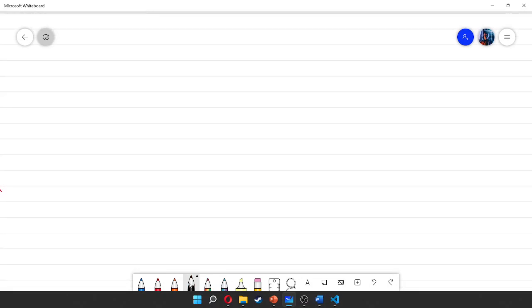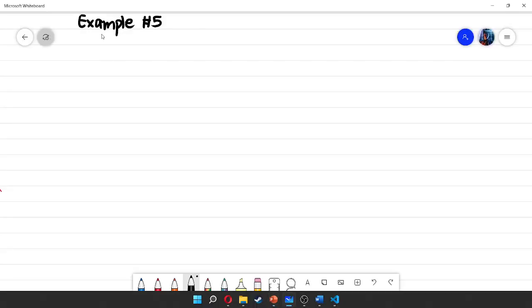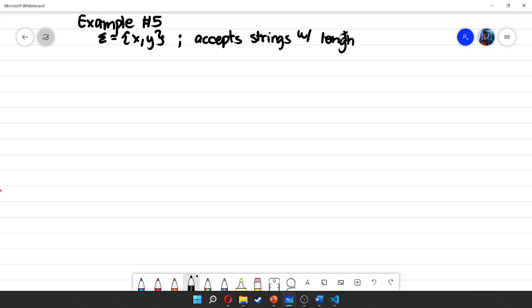Okay, example number 5. I think this is the second to the last example. It should be example number 6. So example number 5, what was it again? Okay, sigma is {x, y}, and it accepts strings with length of at least 2.